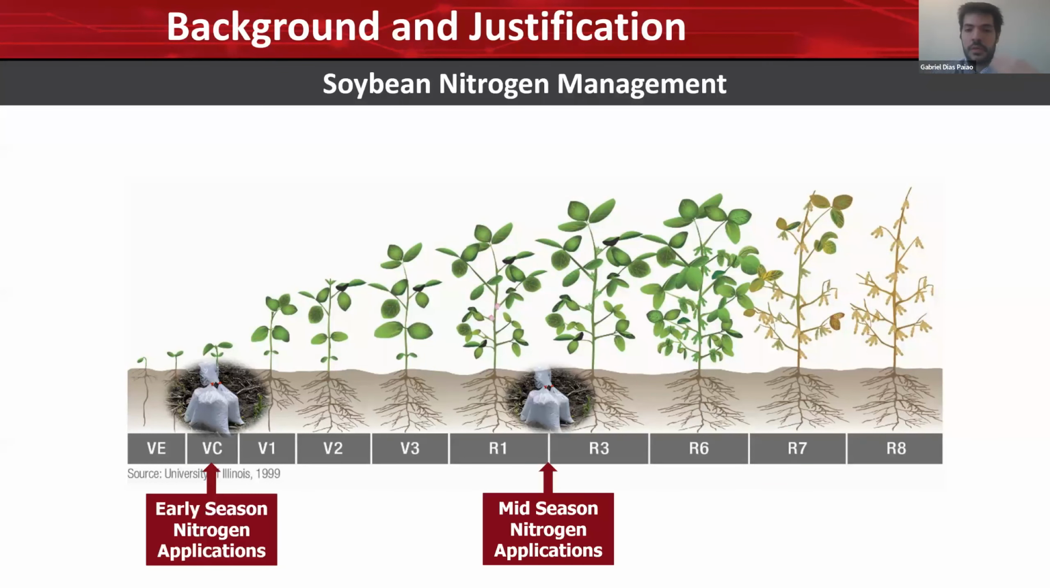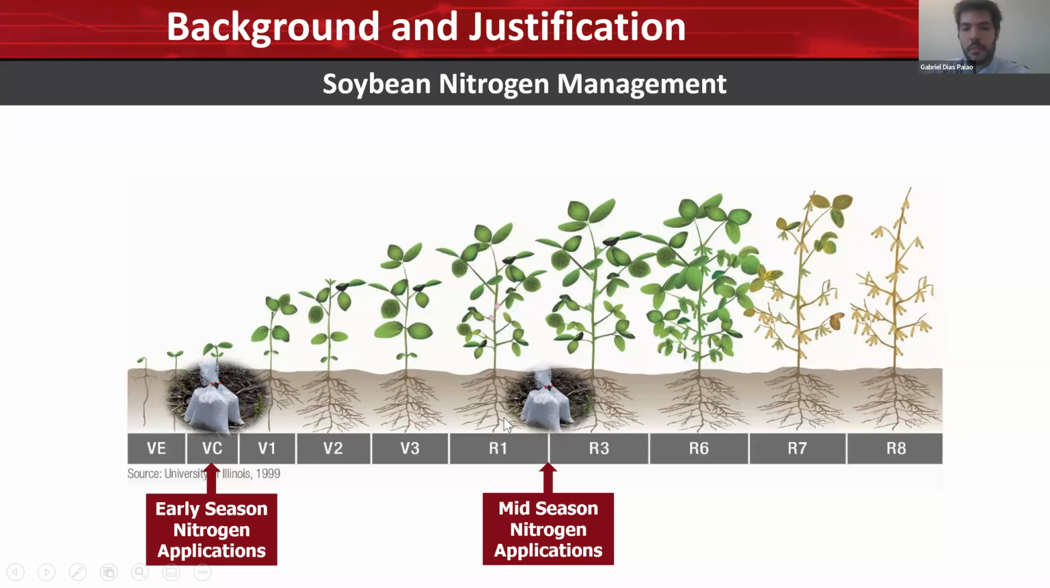And there is also interest in evaluating different application timings for soybean production. For instance, if we were to apply nitrogen earlier in the season, there may be a yield response if these early season conditions are not favorable for nodulation. For instance, if there is a lot of soil saturation or low soil pH and conditions like those that may prevent biological nitrogen fixation. But on the other hand, if we apply nitrogen early in the season and conditions are favorable for nodulation, this may only serve to reduce nodulation later in the season.